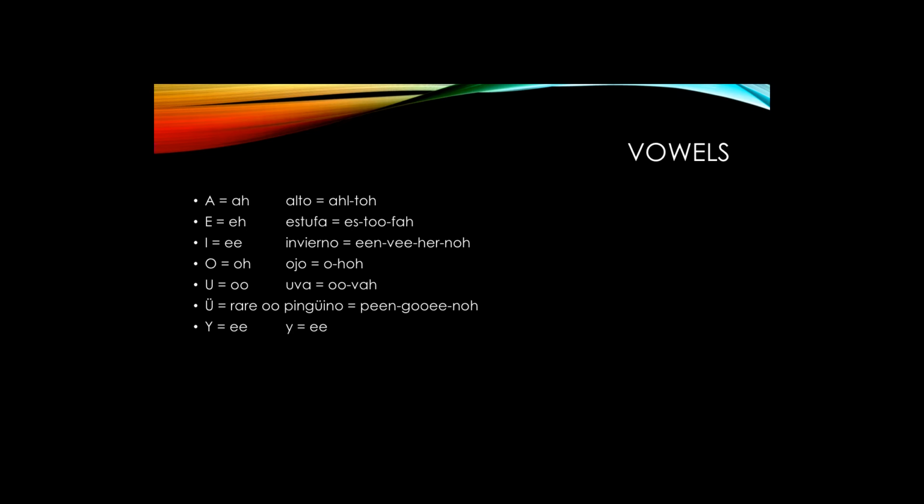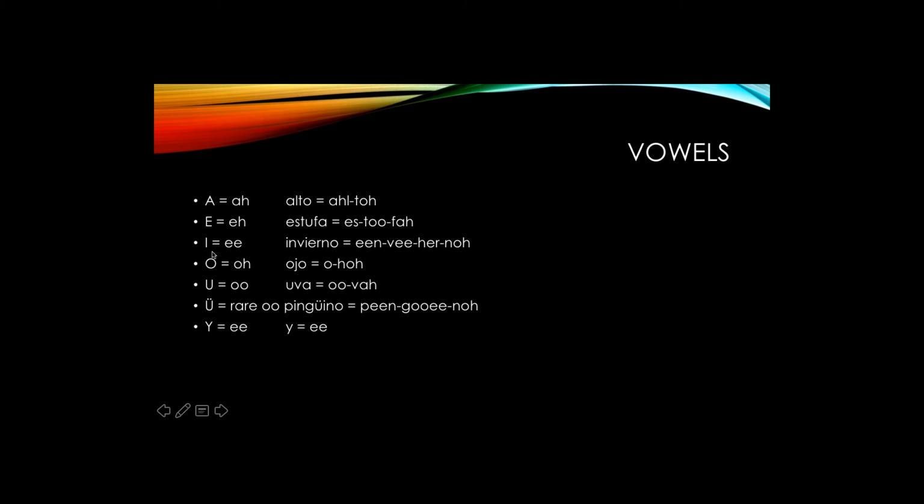It's A. You have a word here, alto, which means tall in Spanish, and the way you pronounce it is A and then to. Next we have E. A word you can remember it by is estufa, and that means stove in Spanish. You see here that it says E on the E. And then you have I, which is E.